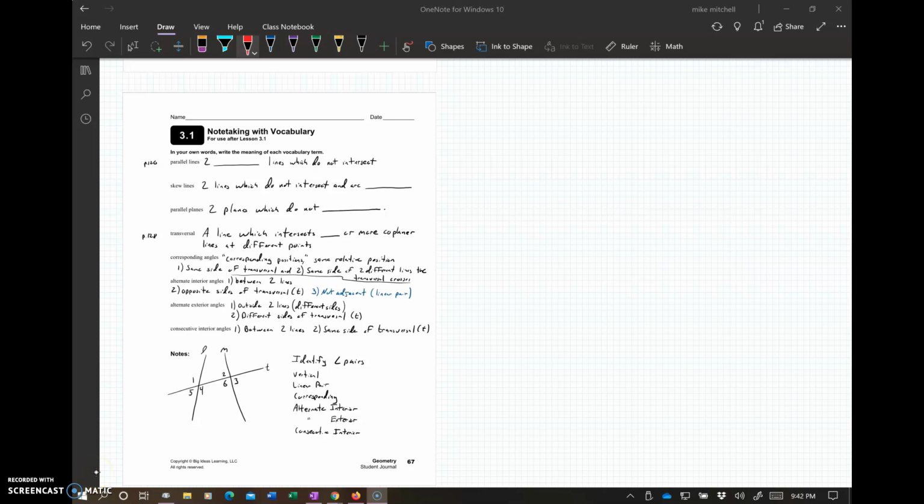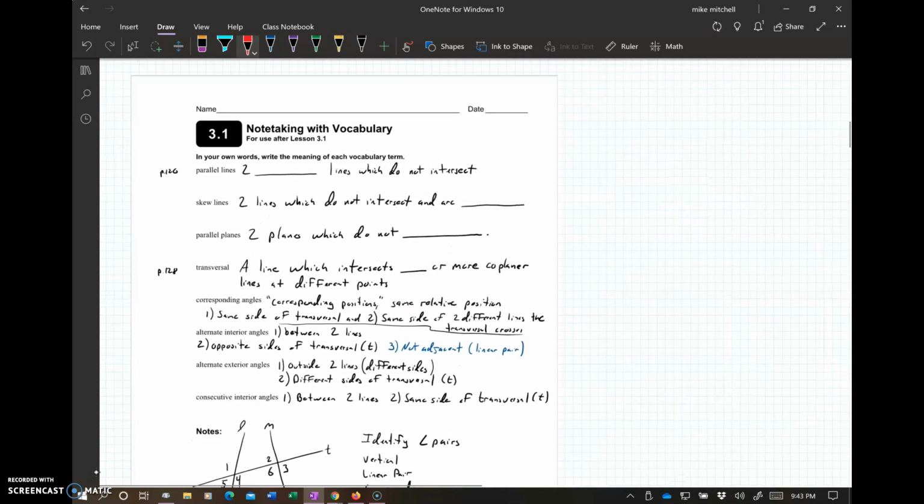Welcome to the 3.1 Journal Vocab Notes and Practice Problems here. This starts on page 67. I believe it goes up to 70. This is 4 pages long. Most of these are 3 pages long. Remember, we're not doing explorations.